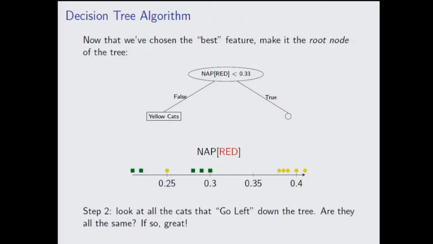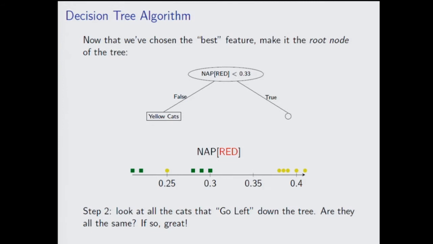So if we look at the cats that go down the left side of the tree, that would be all of the cats for which red is less than 0.33 is false. That's everything greater than 0.33, so all of these cats. They're all yellow. So I can immediately make this a leaf, and I put my label in, and I've got all the yellow cats. Done. For the cats that go down the true side, I've got mostly green, which is good. But I've also got this yellow, so I might not want to put a leaf here and say that they're all green cats, because that's not true. So I might ask another question.